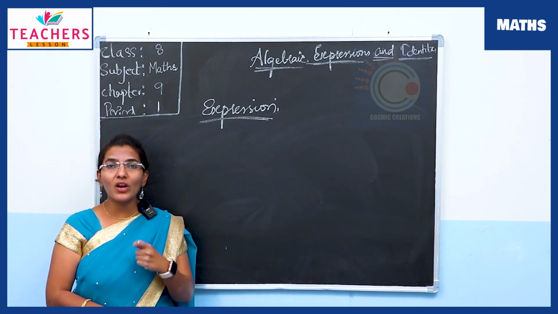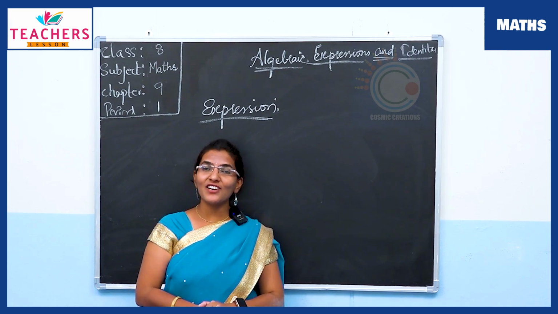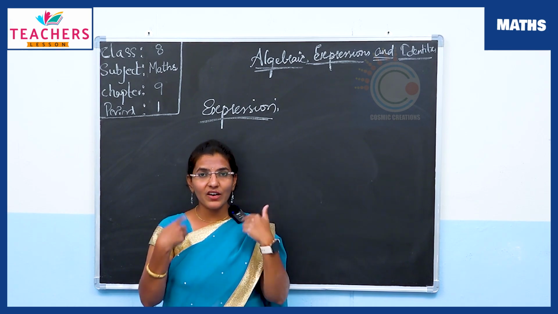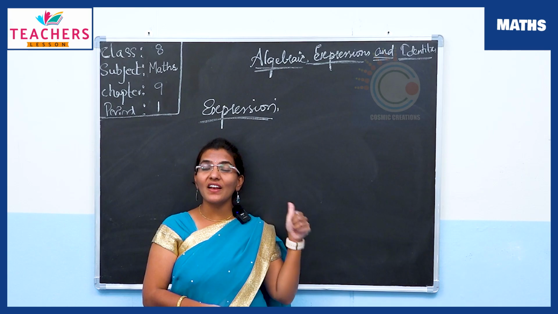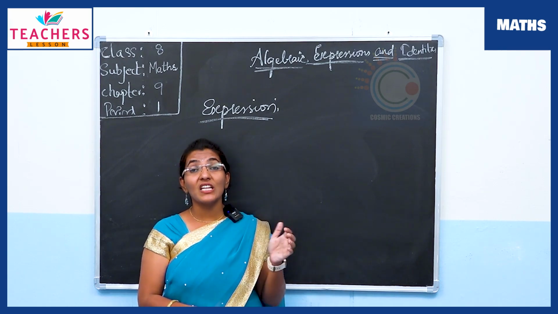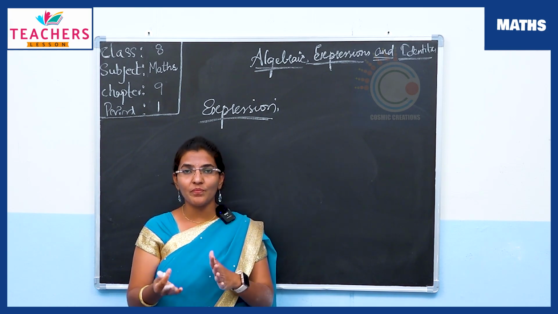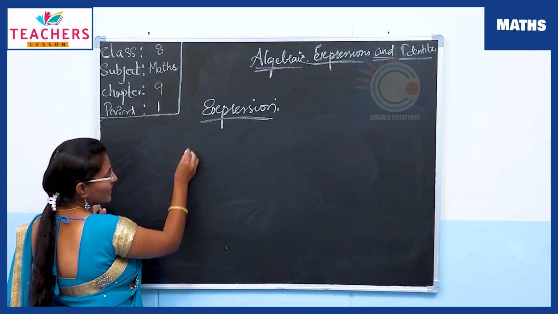In general, when we are happy, we smile. That means we are expressing something with our face, isn't it? In the same way, in mathematics, expressions are the symbols which are going to express something. That is nothing but the expressions. Clear?